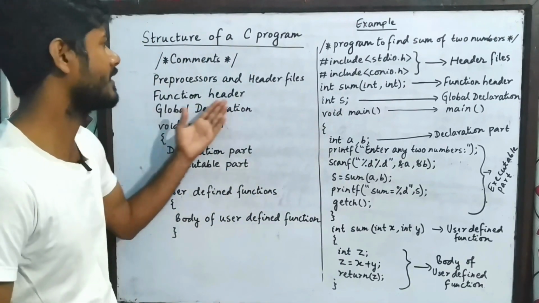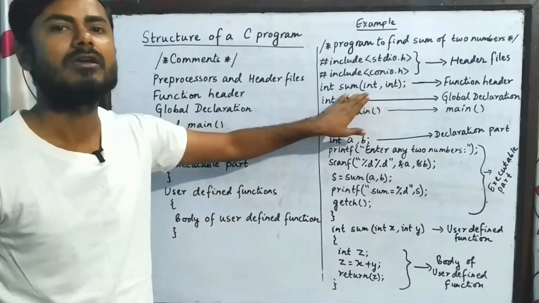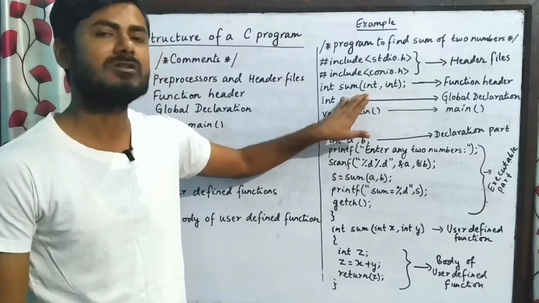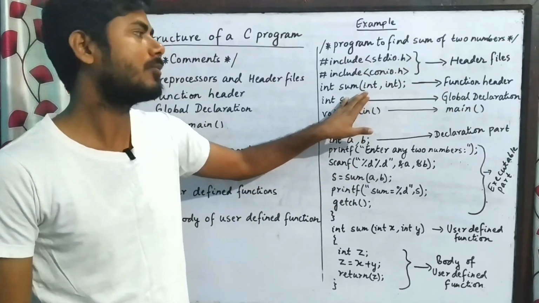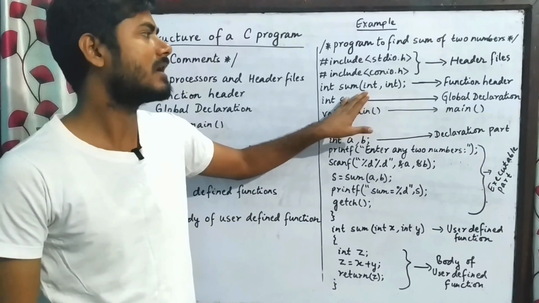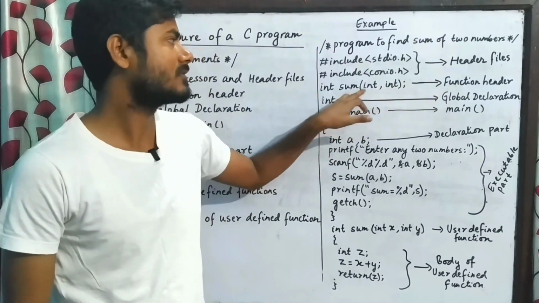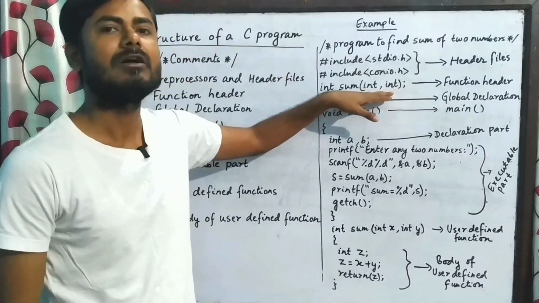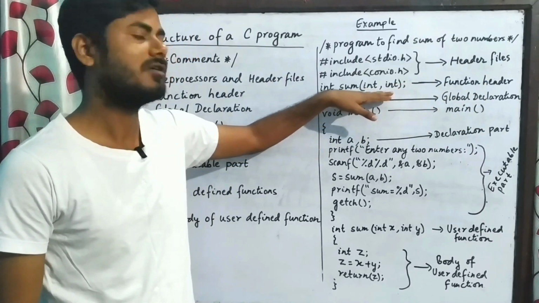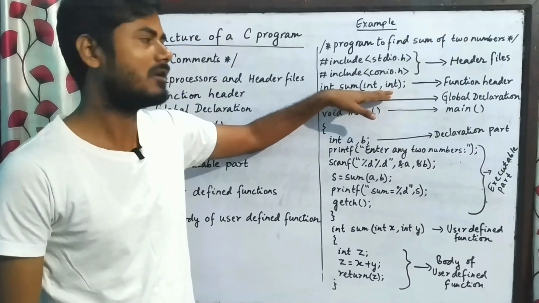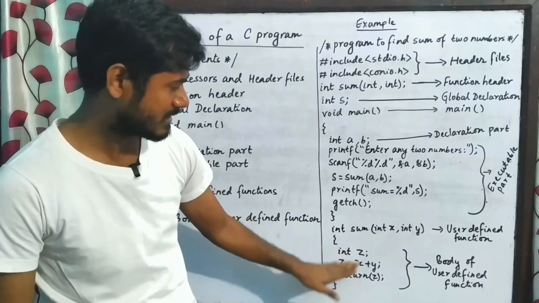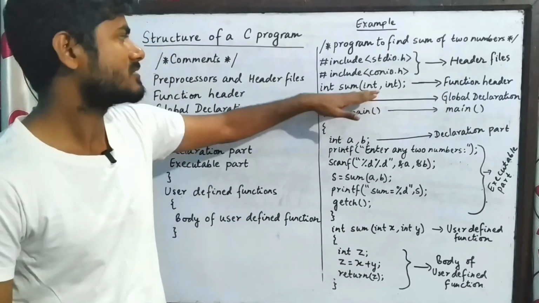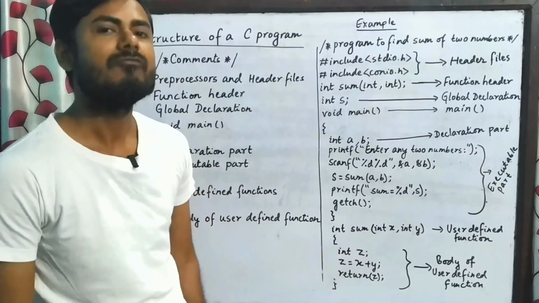Then there is a function header. If we are writing any user-defined functions within the program, then first of all we have to declare the prototype of the function, that is called the function header. So this is the function prototype, which is the function header. We have to declare the user-defined function first, then only we can use it. You can see in this section the function is being defined. So first we declare it, then we define the function.